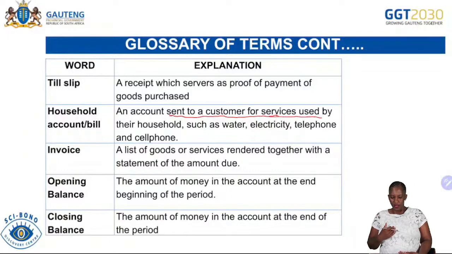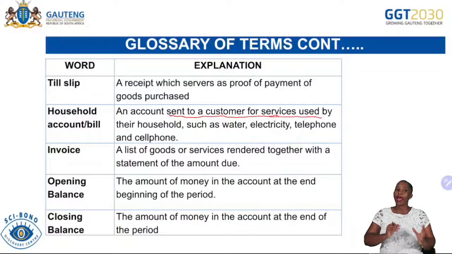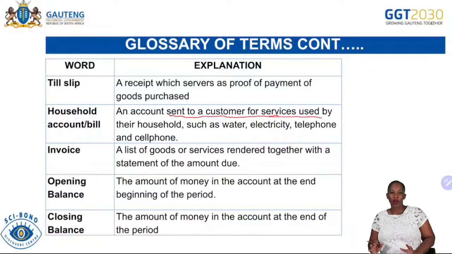Now let's continue, boys and girls. Invoice. What is an invoice? You need to keep this at the back of your mind so that when we continue with the lesson, you will see where these words are applicable. What do we refer to when we say this is an invoice, this is a household account bill, this is a till slip? I will show you examples of such.